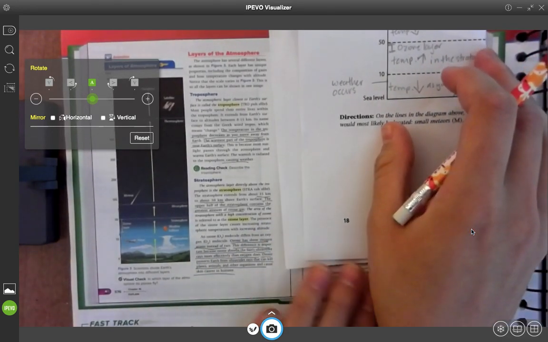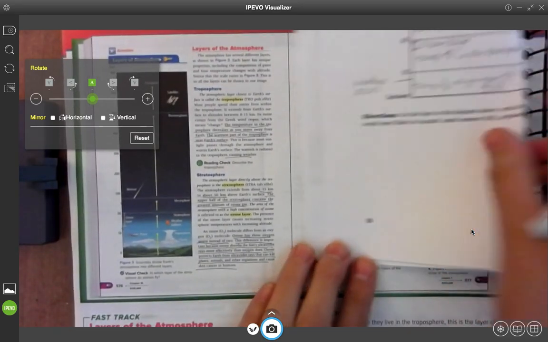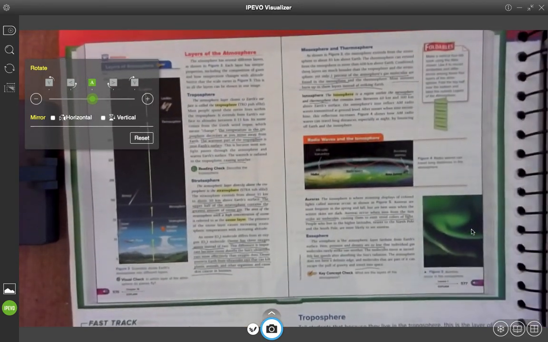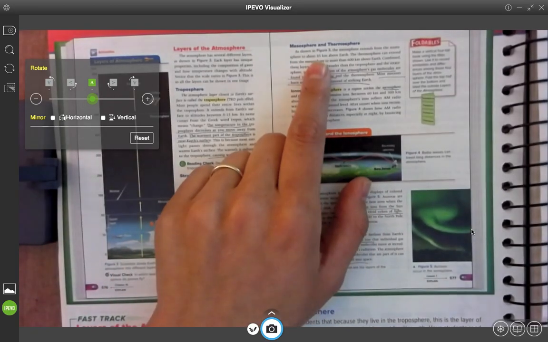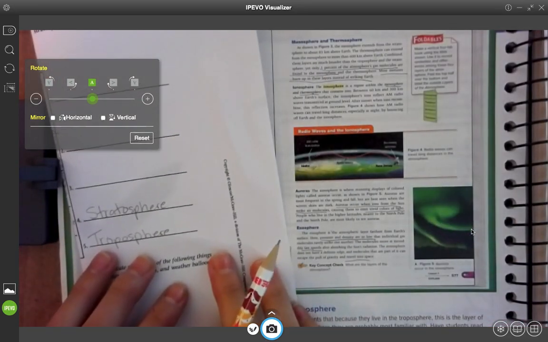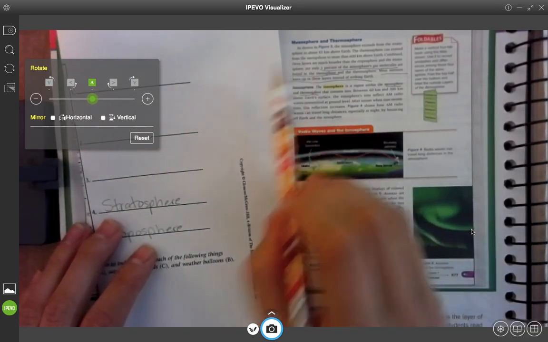Let's see. I want you to look onto the next page. So we're talking here mesosphere and thermosphere. So the next layer is going to be the mesosphere.